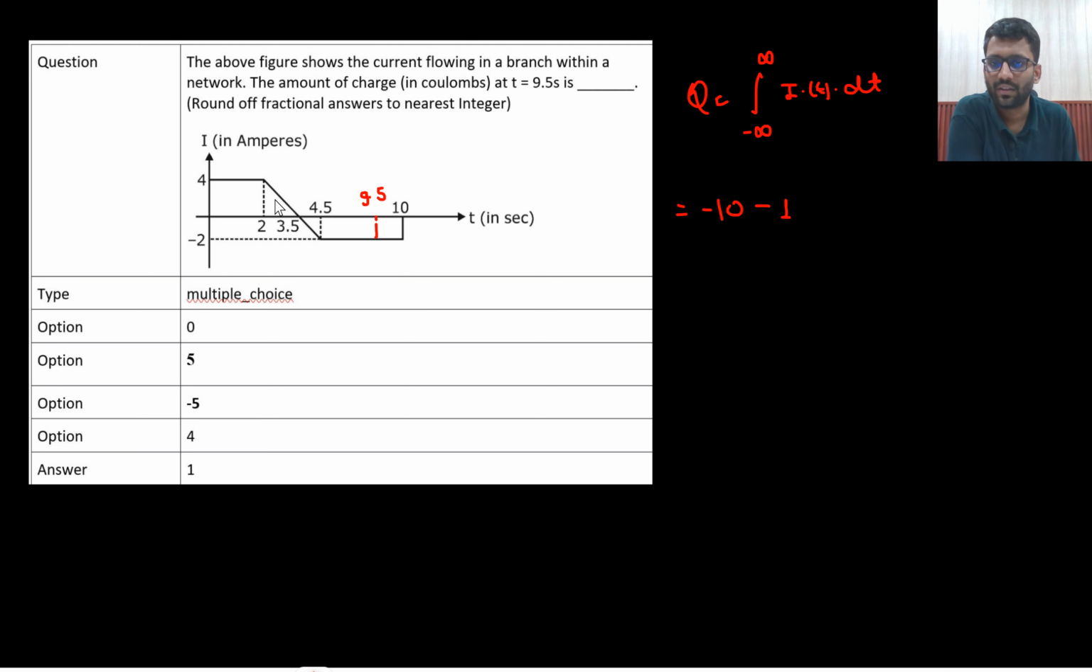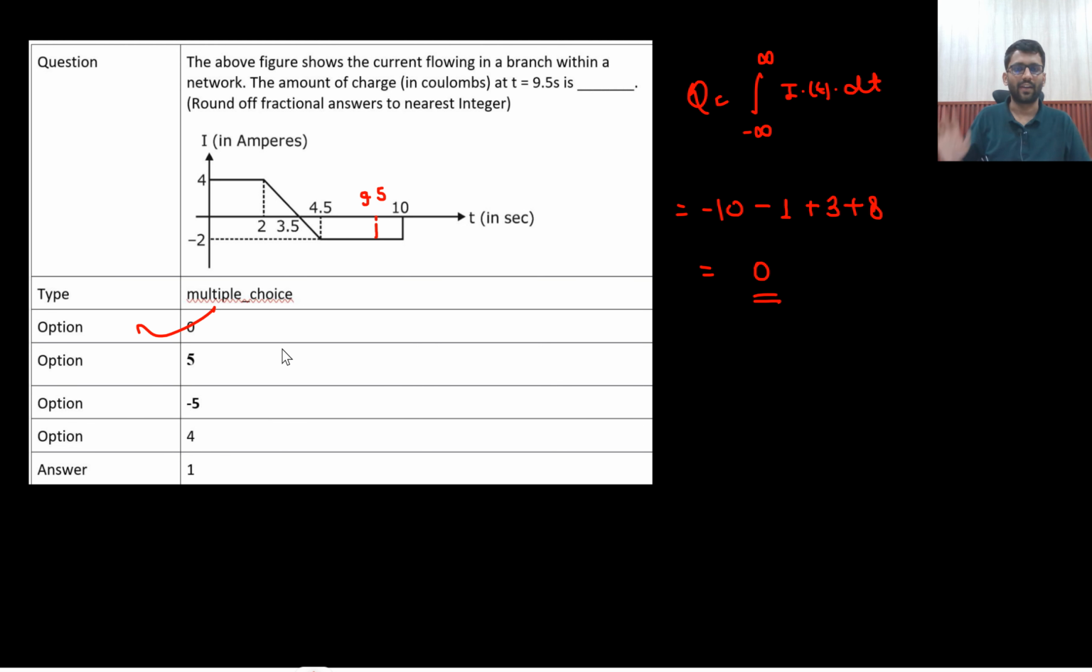What about this one? 1 by 2 into 1.5 into 4 is 3. So this area is 3. And what about this one? 4 into 2, this area is 8. So total charge is 0.